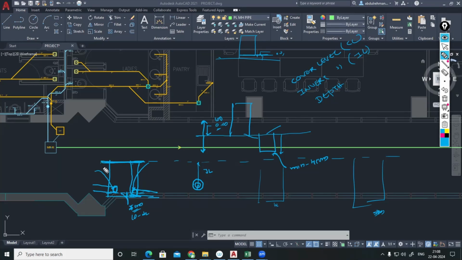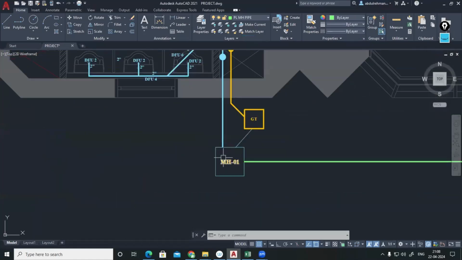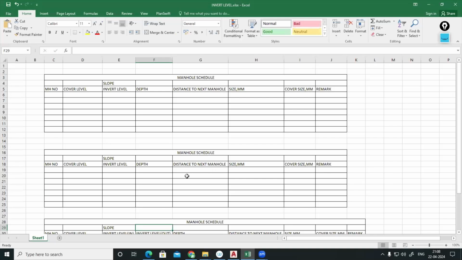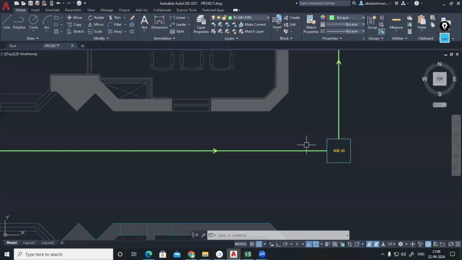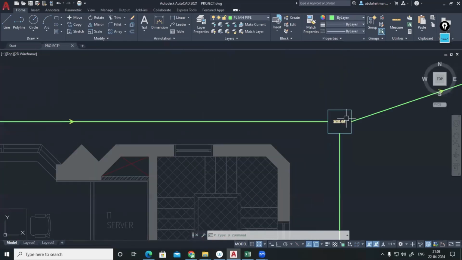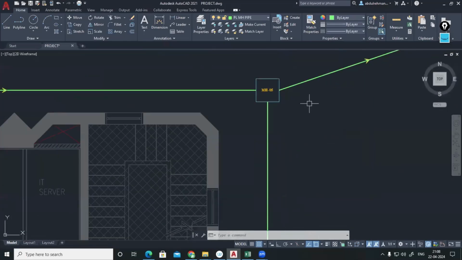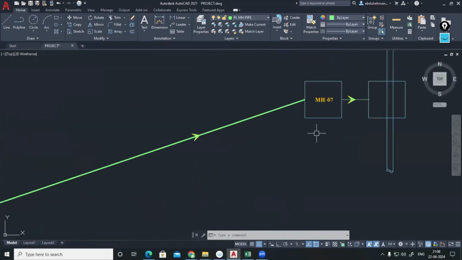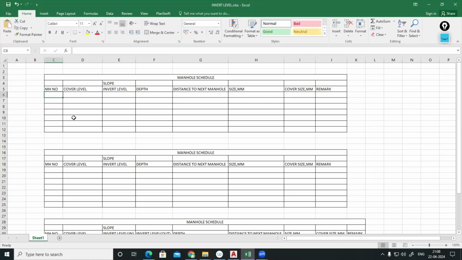Okay, I'm just going to calculate the cover level. Anyhow, this is my 0.0 ground level, interlock level. So this is my manhole number 1. I'll be proposing this manhole schedule. How many manholes am I having? I'm having manhole number 1, 2, 3, 4, 5, going to 6 and then going to 7. Let's see if all the manholes are having the same cover level. I'm having manhole number 1.